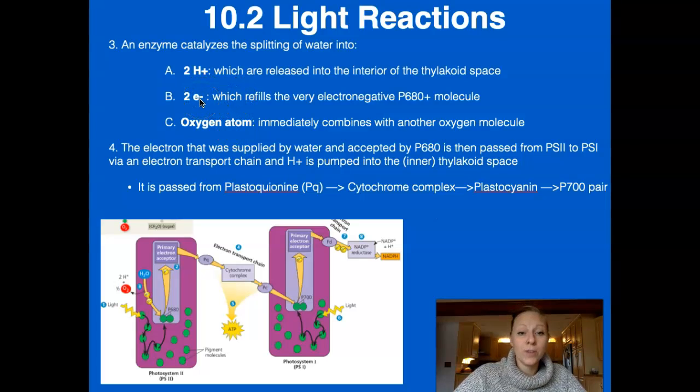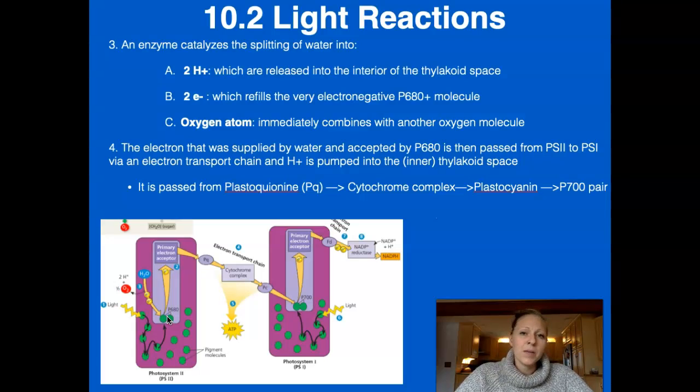And the 2 electrons refill the very electronegative P680, or those 2 chlorophyll molecules. An oxygen atom immediately combines with another oxygen and is released to the environment. The electron that was supplied by the water is accepted by the P680, and then it is passed from photosystem 2 to photosystem 1 via an electron transport chain, so an ETC, just like we've studied in cell respiration. And as the electron passes through the electron transport chain, a hydrogen ion is pumped into the inner thylakoid space. So here our water is stripped, oxygen is released, and the electrons are then going to be passed down to the P680. P680 is very electronegative.